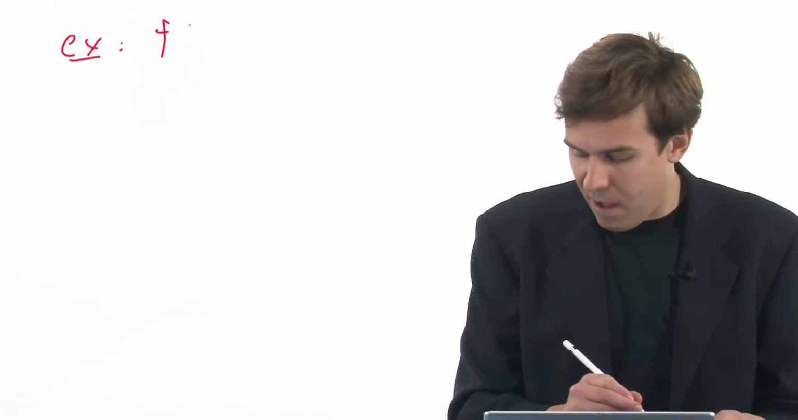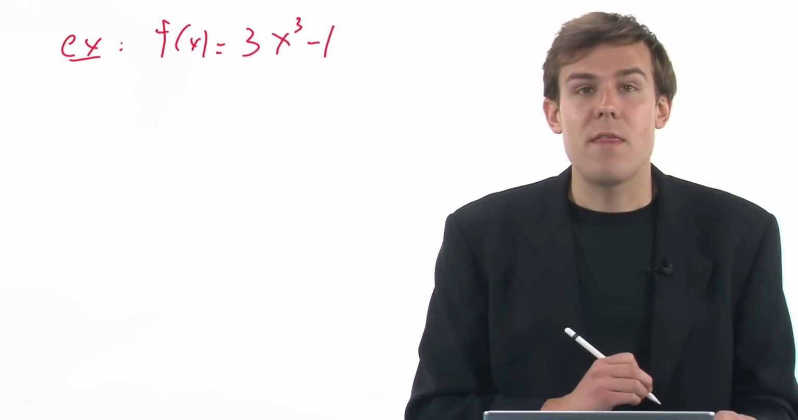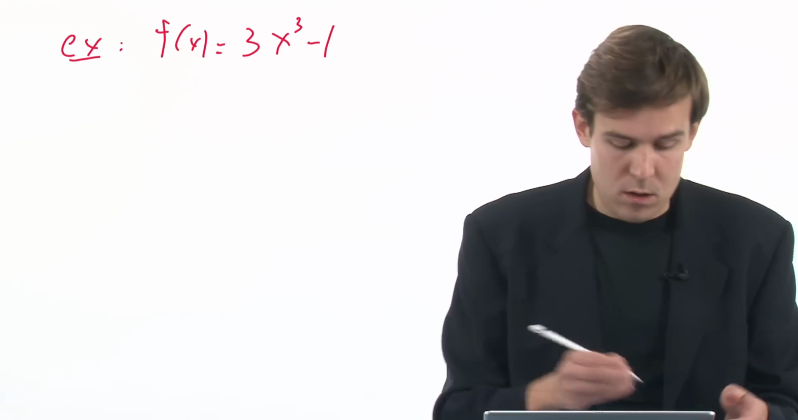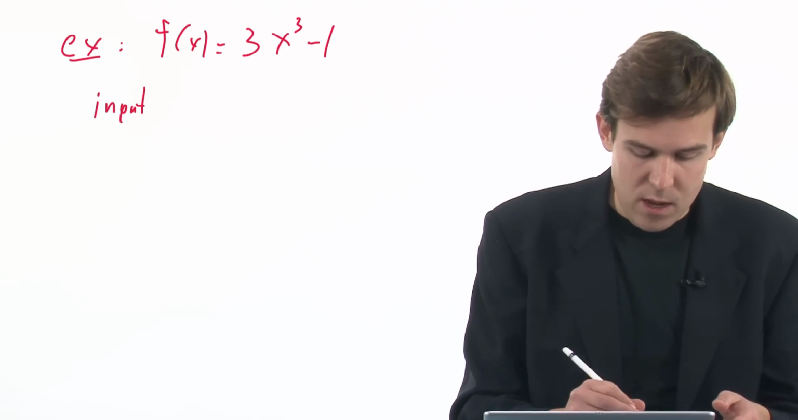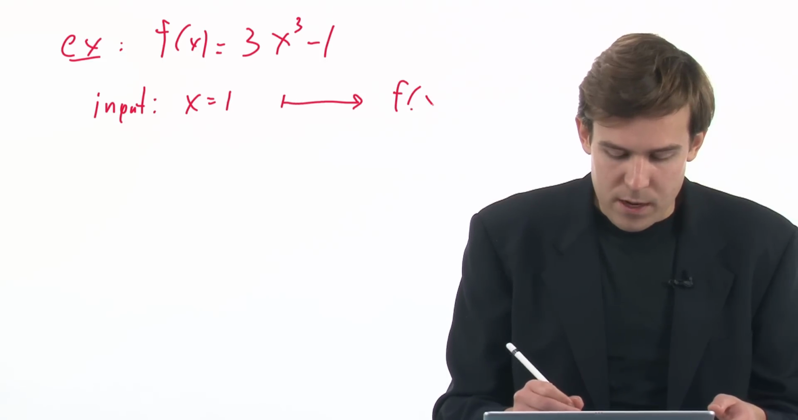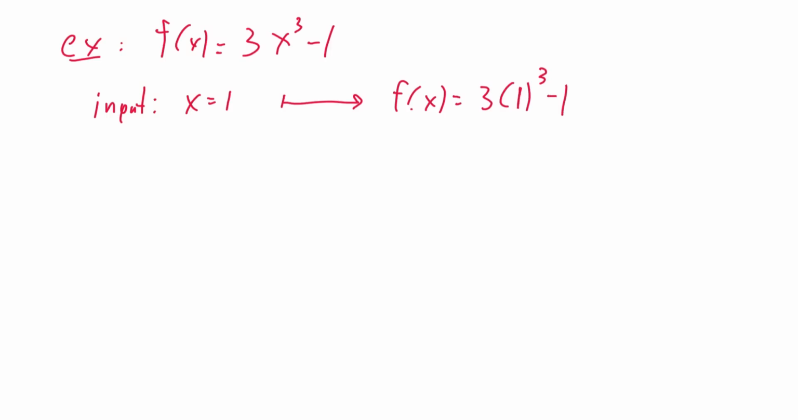So another nice thing we can practice is simply evaluating a function. If I say that f of x is given algebraically as 3x cubed minus 1, then I can look at what different inputs go to under the output rule f of x. So if I input x equals 1, then under my rule, the output is f of x equals 3 times 1 cubed minus 1, which I can simplify to 3 minus 1, so 2. So these are my inputs, and these will be my outputs.